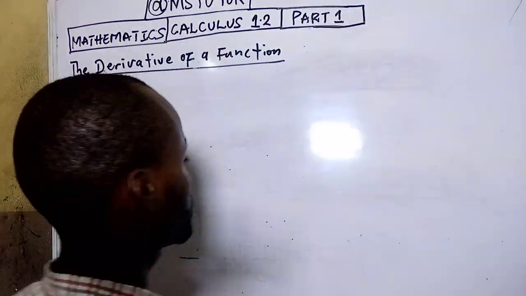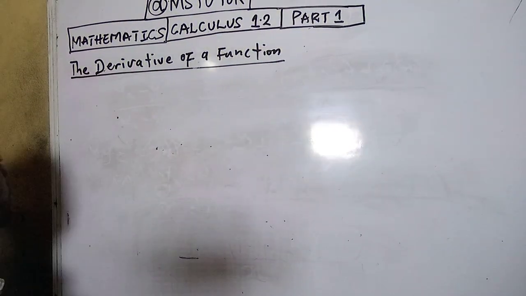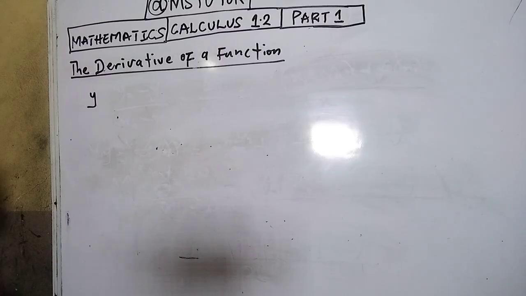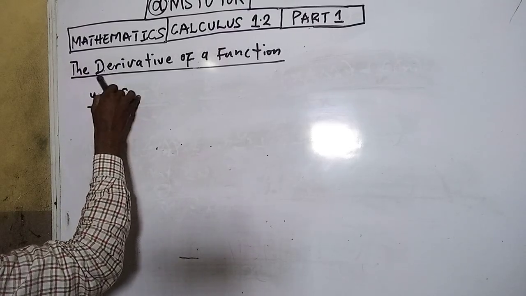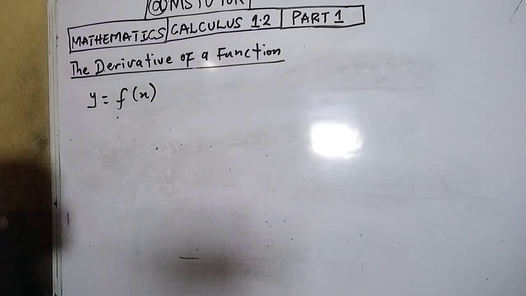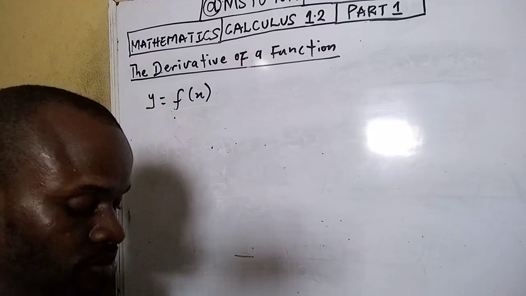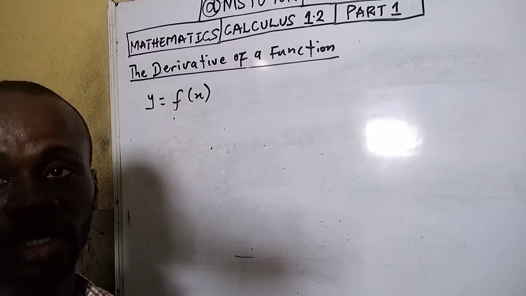So let's take this. From our gradient formula, we know that y is equal to any function that we have. So in this aspect now, notice one thing. This aspect, as y increases, x increases.